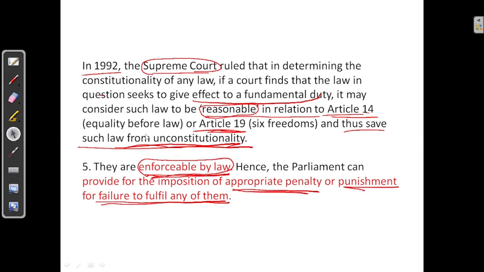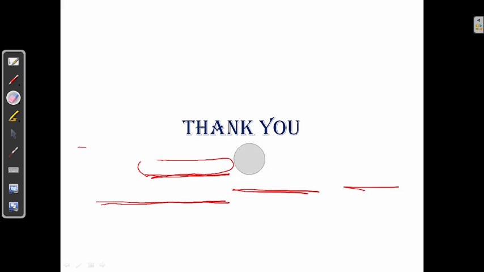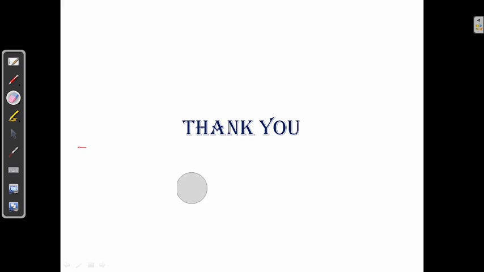Okay, with this we are done with the fundamental duties. Next, we'll see the amendment of the Constitution.